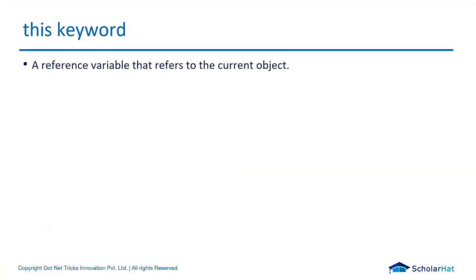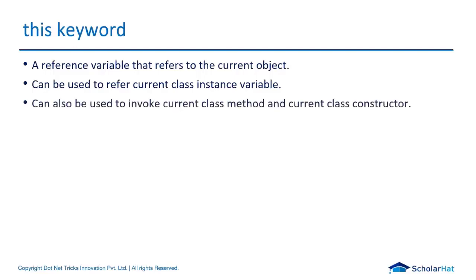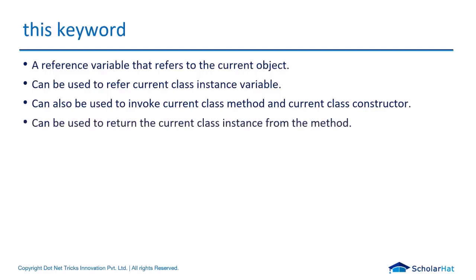So basically this is a reference variable that refers to the current object. It can be used to refer to current class instance variables, just like student ID, student name. When we simply write this, it means the current object of the particular class. It can also be used to invoke the current class methods. I'll tell you in a few minutes how the current class constructor can be invoked with the help of this keyword. It can also be used to return the current class instance from the method, just like returning this.